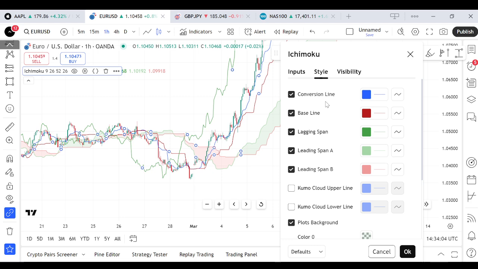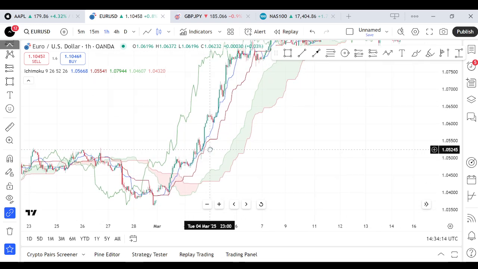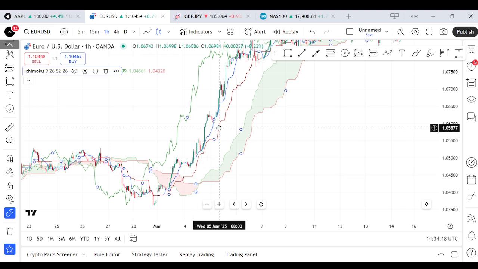When the conversion line moves above the baseline, it often signals a bullish momentum and vice versa for bearish momentum. Just like you can see on the chart, the conversion line is above the baseline, and we are bullish at the moment.